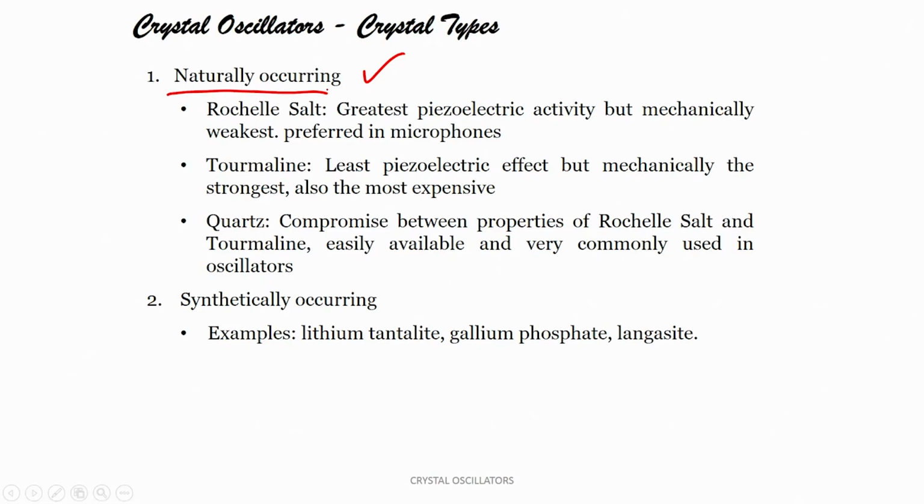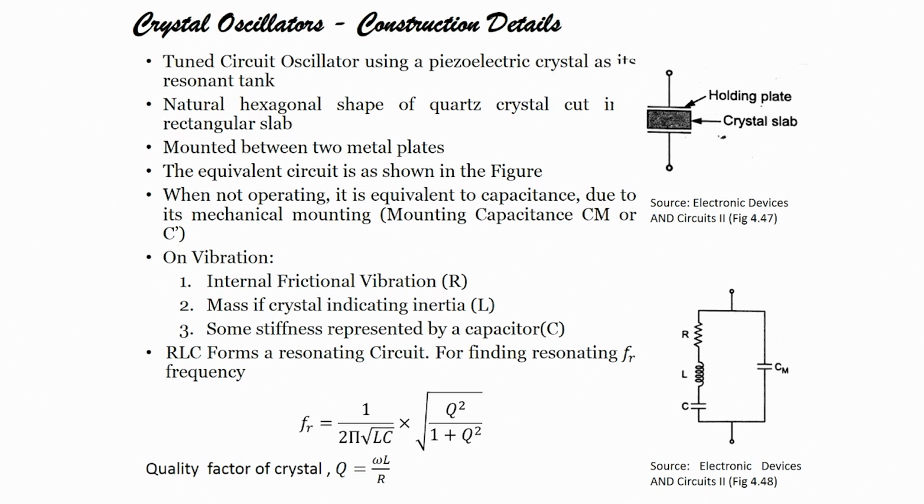Let us see synthetically occurring crystals. Examples are lithium tantalate, gallium phosphate, langasite. These are all synthetically occurring crystals. Now let us see how we can design, or construct, the crystal oscillator. What we see here is a tuned circuit oscillator using piezoelectric crystals as its resonant tank.